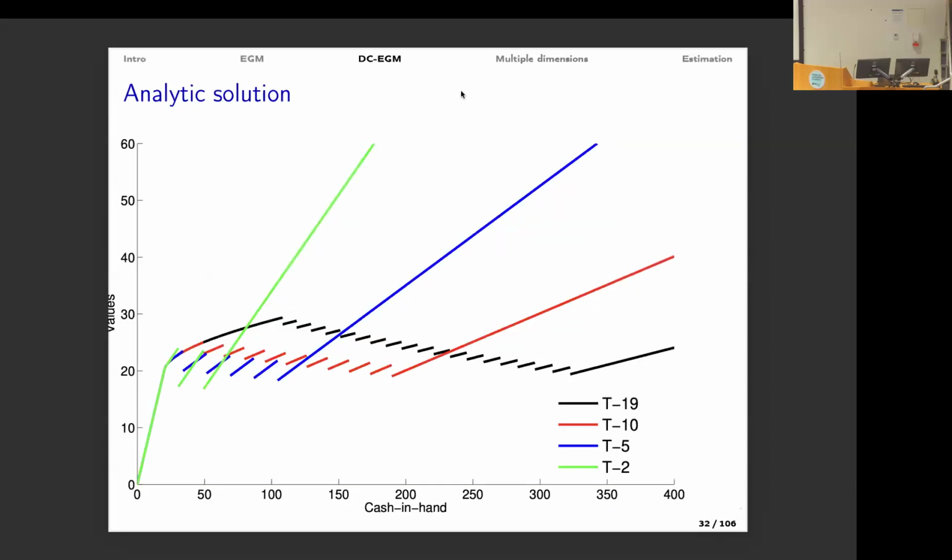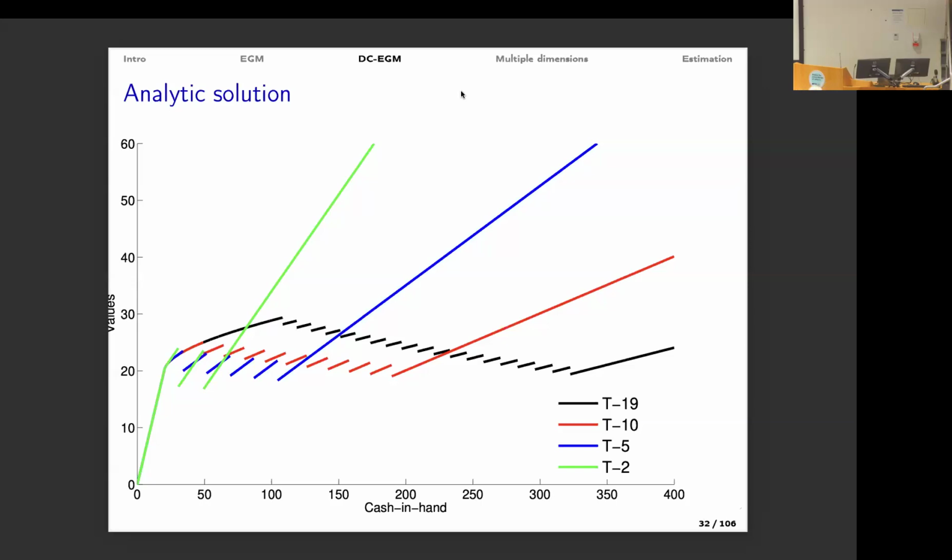The solution looks like this. So if we are in capital T minus 2, then there's a region in this green line where it's optimal to consume everything. Then when optimal consumption deviates from the 45-degree line, that's where it becomes optimal to save a little bit. But then suddenly there's this discontinuous drop to a different segment of the policy where, for some interval here, it becomes optimal to save less than before.